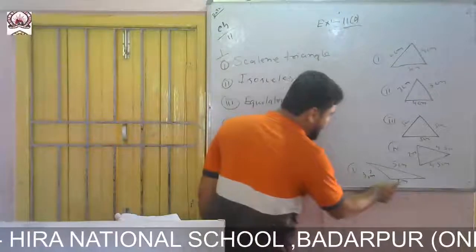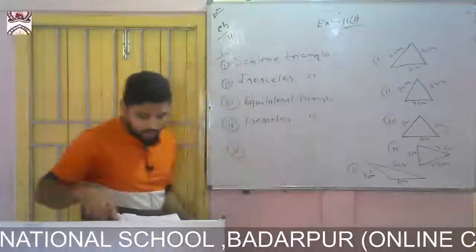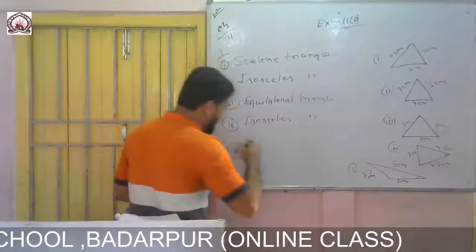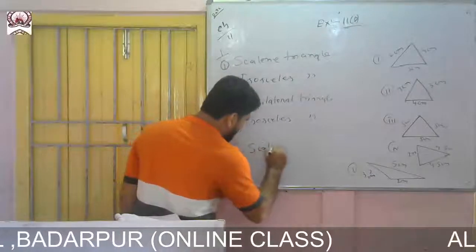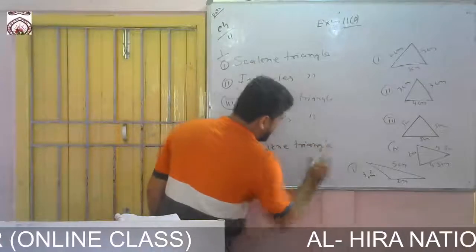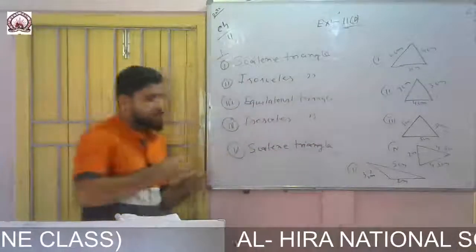And number 5: 3.2 centimeter, 2 centimeter, 5 centimeter. All the sides are not equal, so it is a scalene triangle.